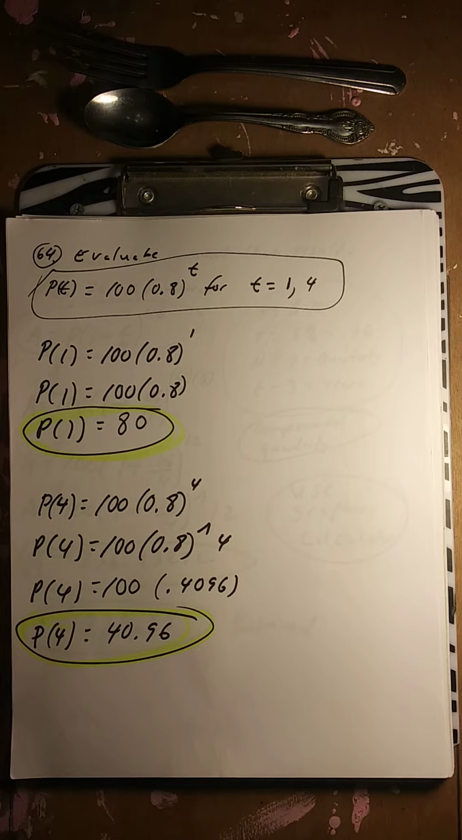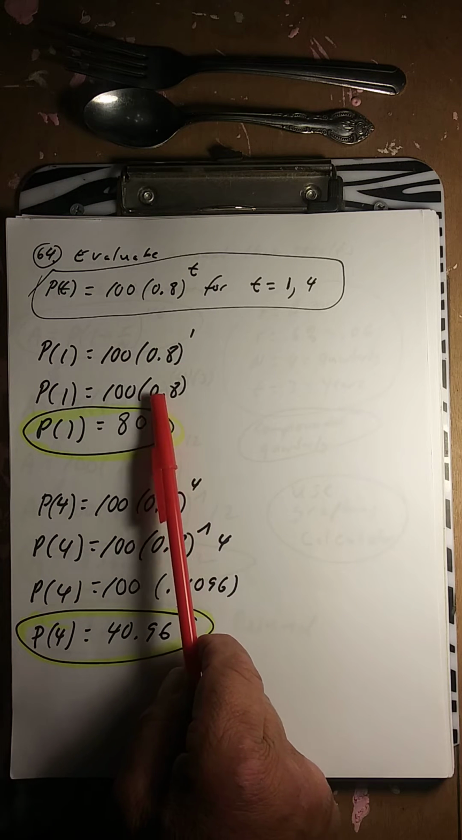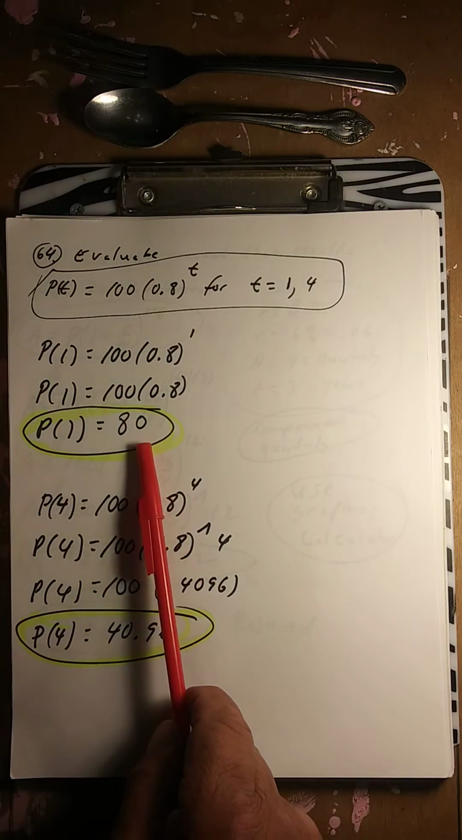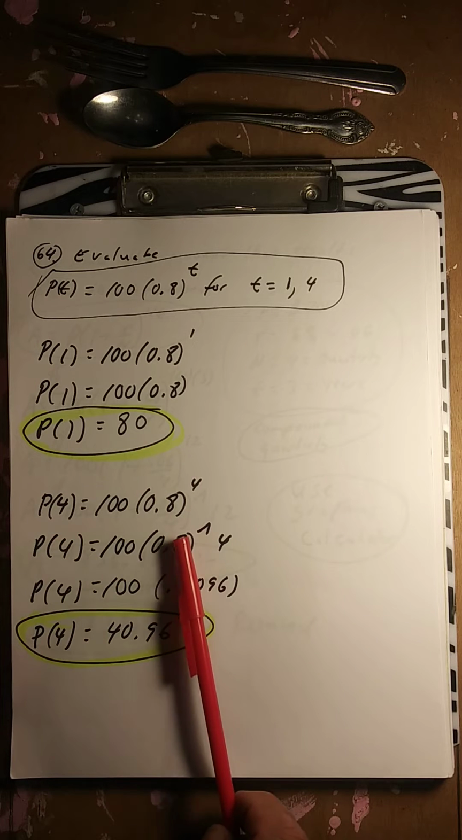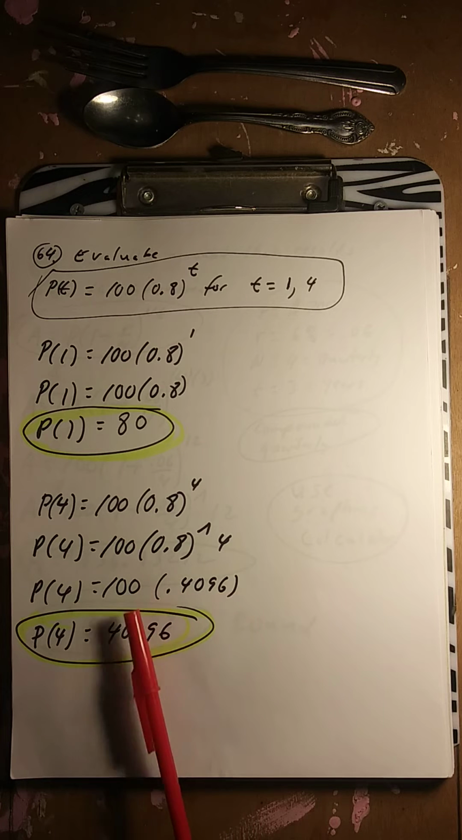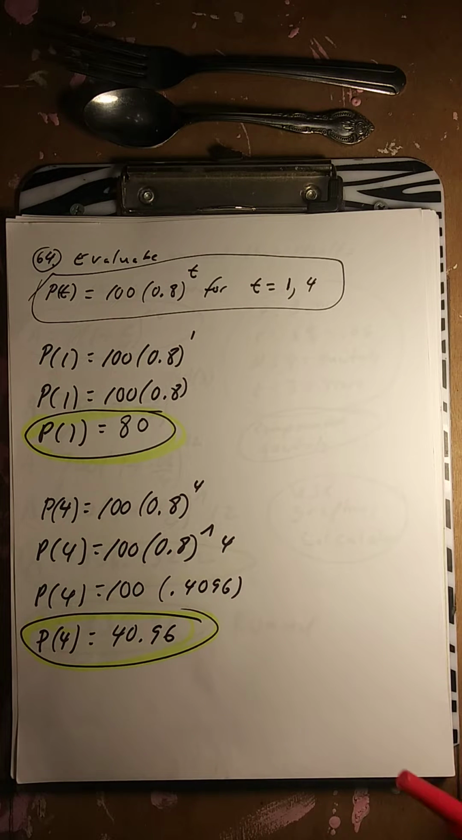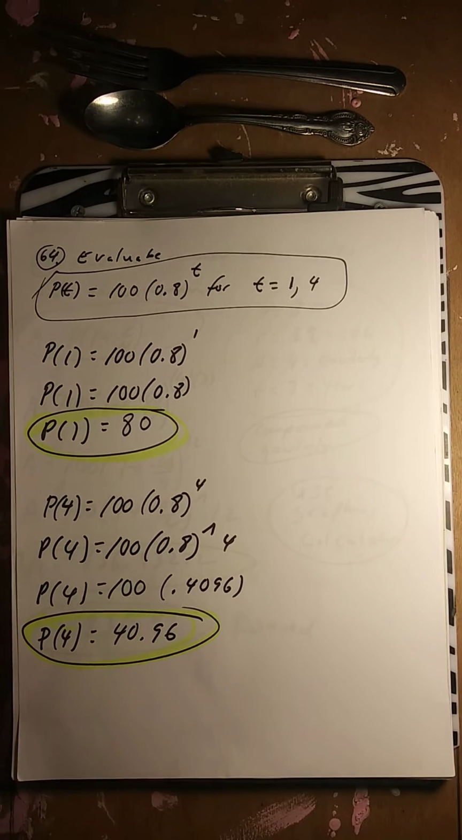Evaluate this. P of t equals 100 times 0.8 to the t. So what happens when you put a 1 in there? P of 1: 0.8 to the 1 is 0.8, times 100 is 80. What do you answer if you put a 4? 0.8 to the 4th power is 0.4096 times 100. So P of 4 is 40.96. Okay.